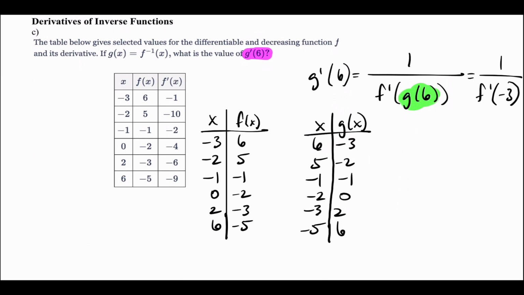And then I find f prime of -3. Well, then I go back to the original table here. f prime of -3. When I plug in -3 for x, I get -1. -1 is the answer.